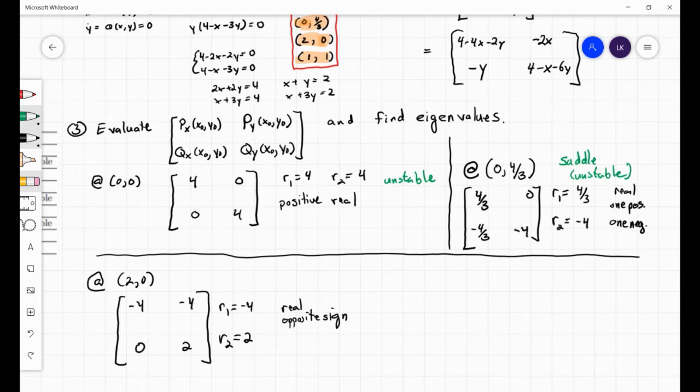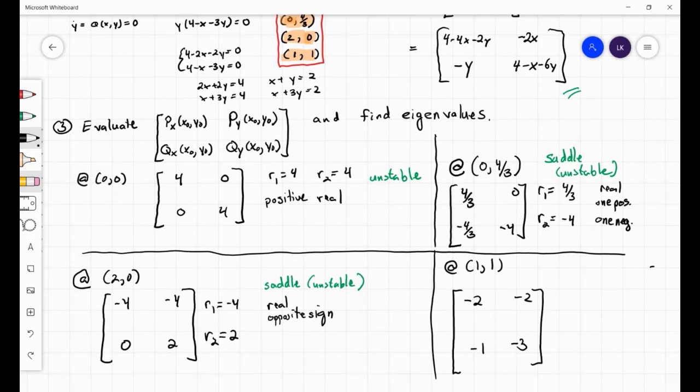Our next equilibrium point is 2, 0. Evaluating our matrix there, we get another diagonal matrix, so the eigenvalues are just the diagonal entries. We see the eigenvalues are real but opposite in sign, so we have yet another saddle.